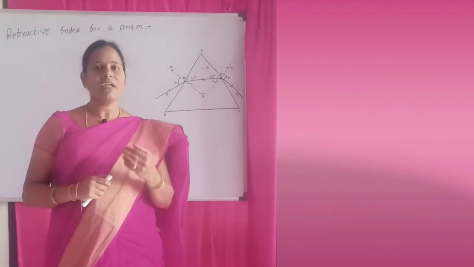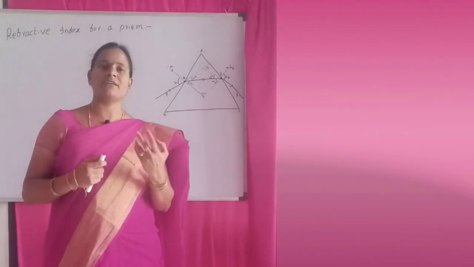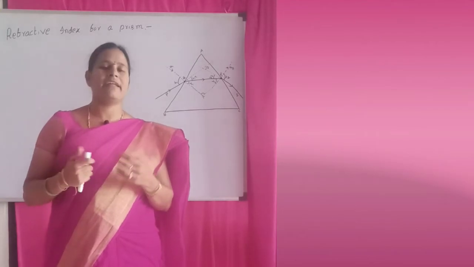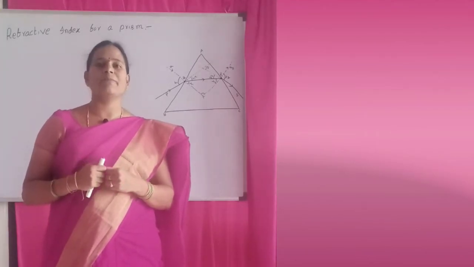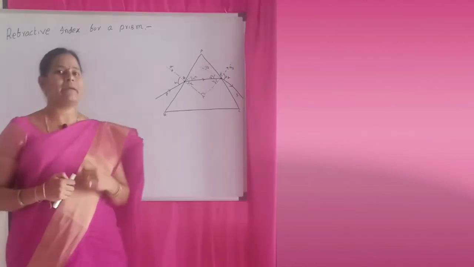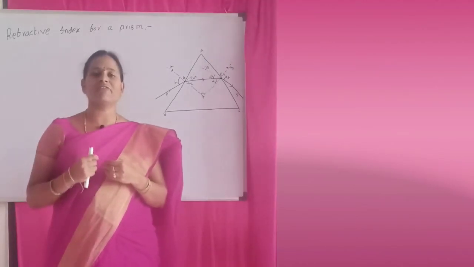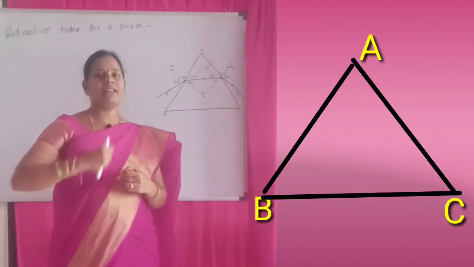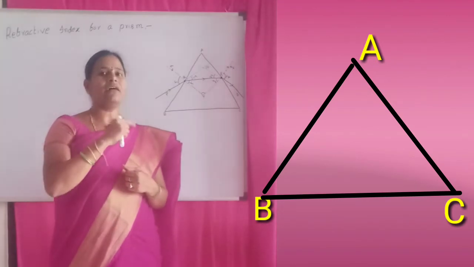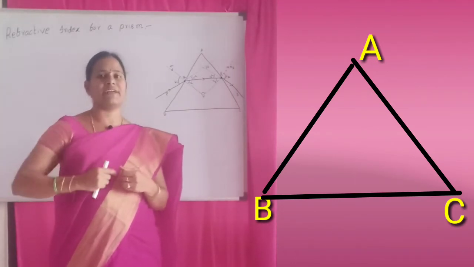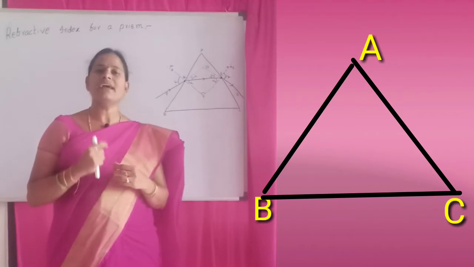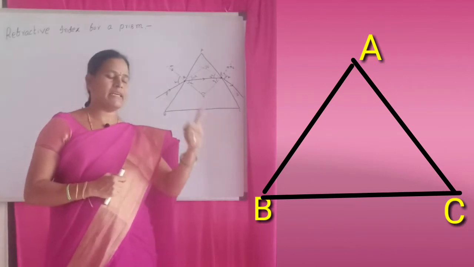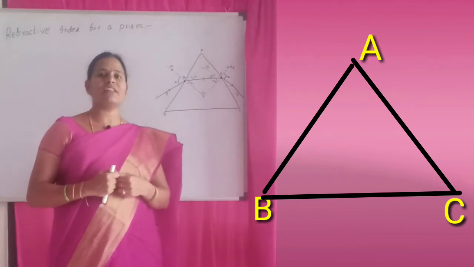Here two mediums will be considered, either air and glass, or air and water, or water and glass, or any other two mediums. Here we are observing a prism. We have to find the refractive index value for the prism. In the prism you are observing points A, B, C. A prism looks like a triangle, and A, B, C are the three points of the prism.